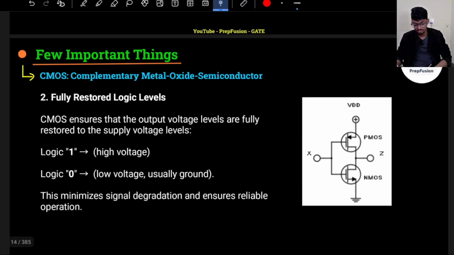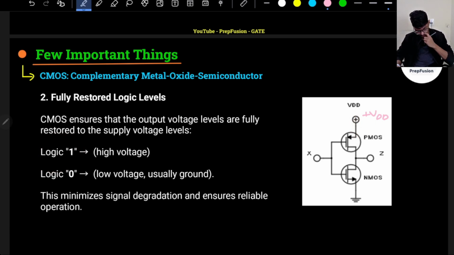Next reason is the fully restored logic levels. CMOS ensures that the output voltage levels are fully restored to the supply voltage levels. What do I mean by this? If there is logic 1, it will pull up to VDD, a fully restored logic level. If it is logic 0, it will pull down to ground.